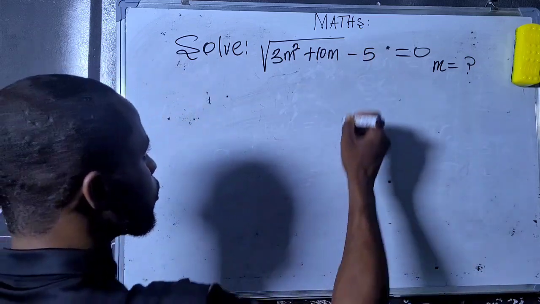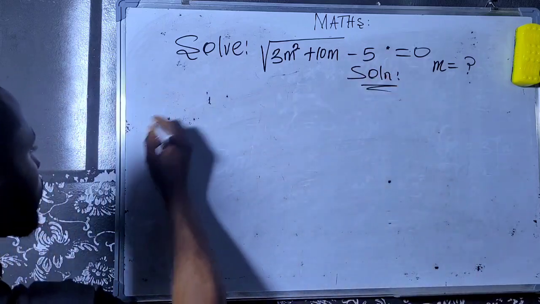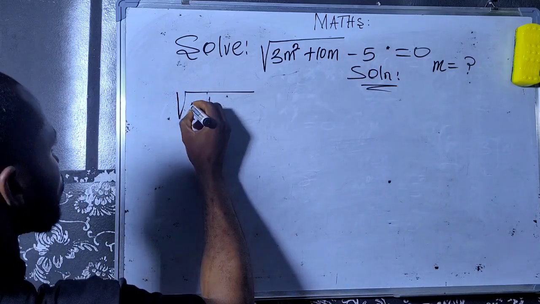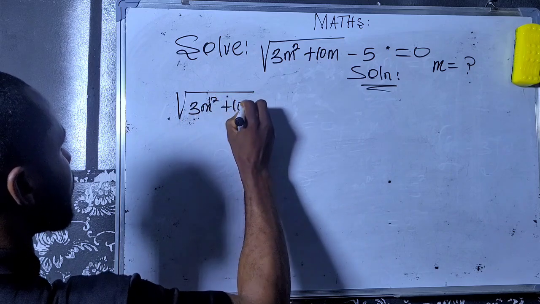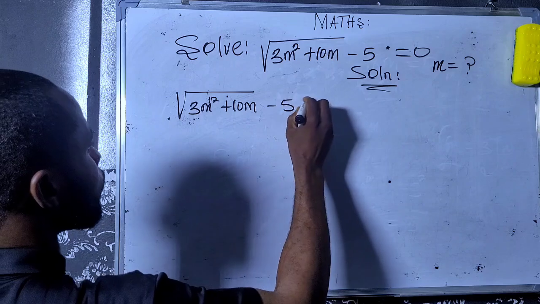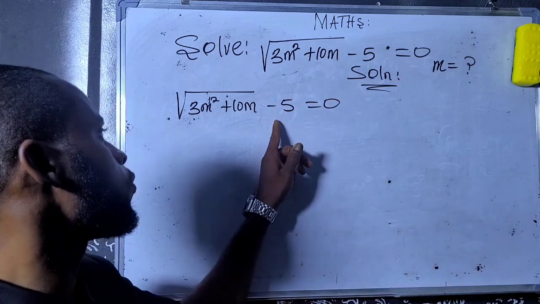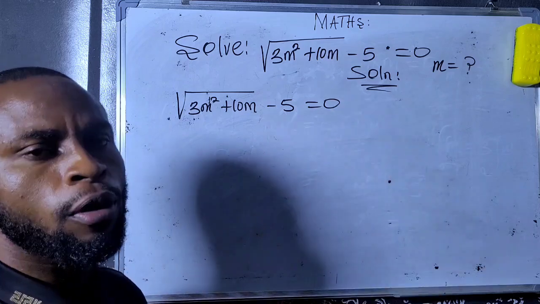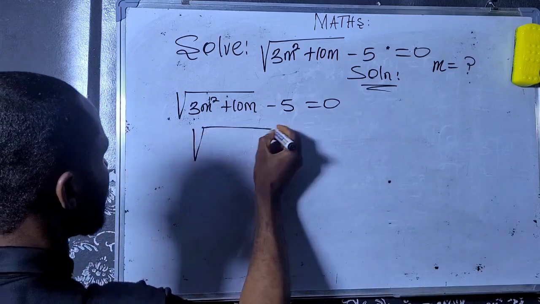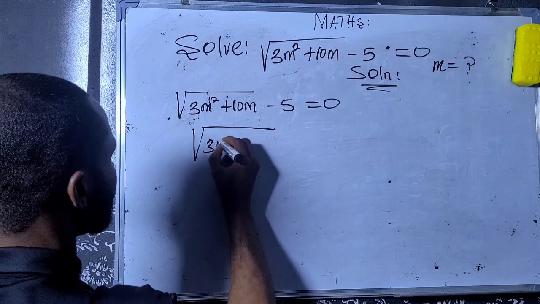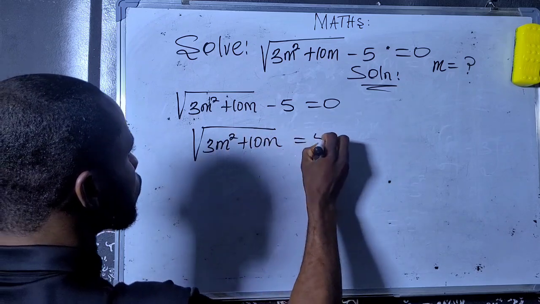First, I put down here solution. I bring down the question down here. We have the square root of 3m squared plus 10m minus 5 equals 0. Here, the first step I will consider is to move this negative 5 to the right hand side of the equation. And the equation becomes the square root of 3m squared plus 10m equals 5.